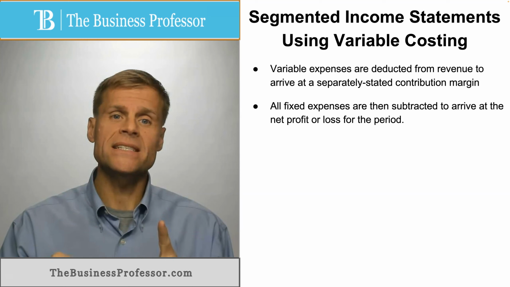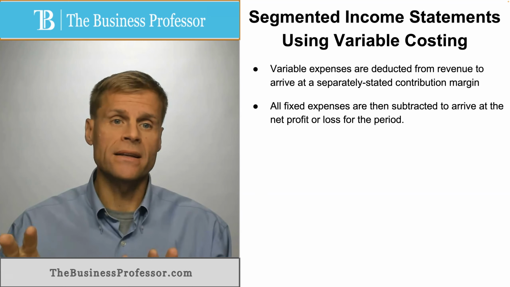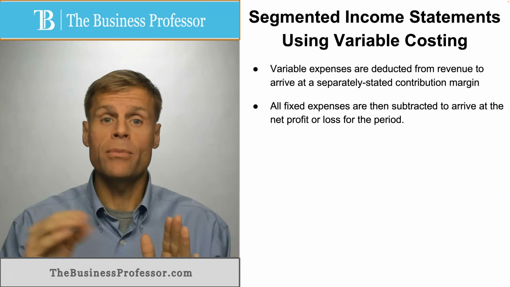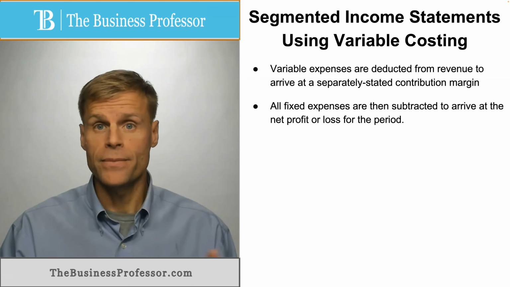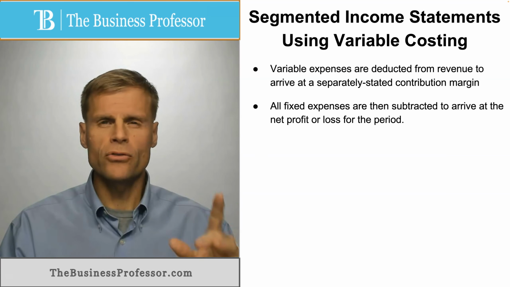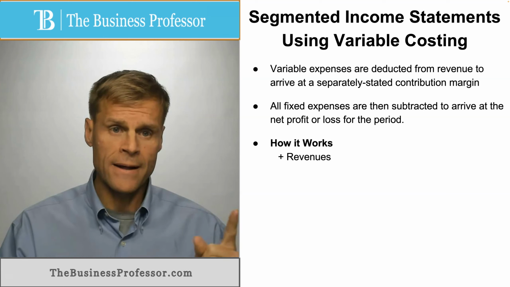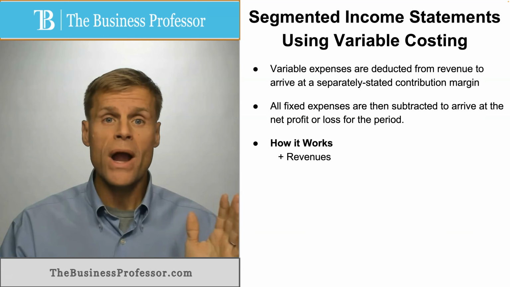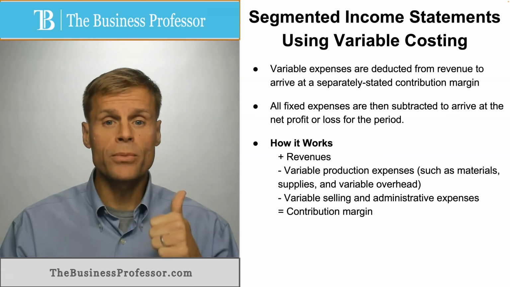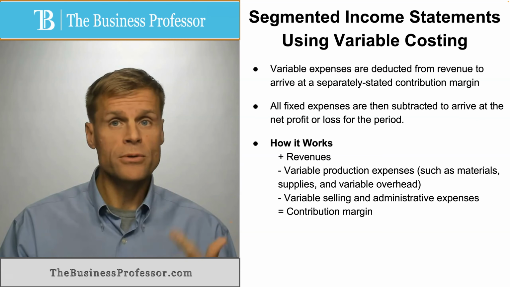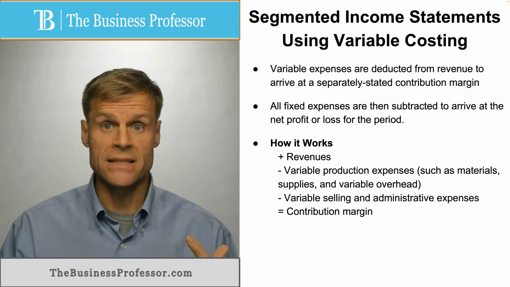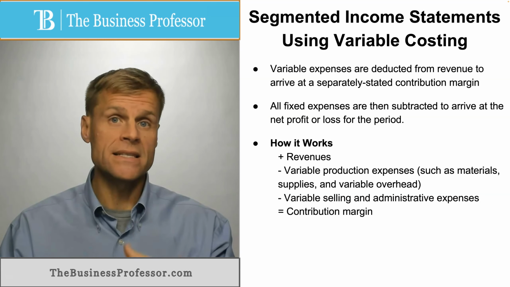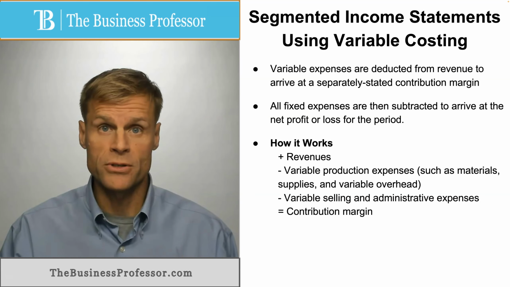Then all your fixed expenses are subtracted to arrive at whatever your net profit or loss will be for the period. So to break this down a little further, let's see how this works. We start with our revenues. Then we subtract from our revenues our variable production expenses and our variable selling and administrative expenses. This is what gets us down, first stage, to the contribution margin.